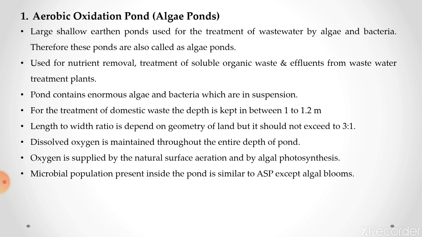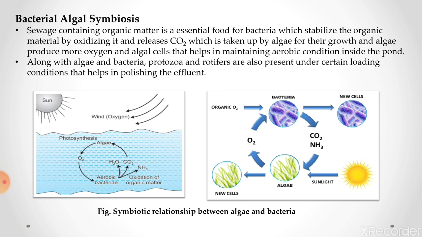Microbial population present inside the pond is similar to the ASP except the algal blooms. So, the same principle which takes place in the activated sludge process, on the same principle the oxidation ponds are operated. Here the only difference is that the algae are also playing a major role as the photosynthesis also occurs in this, and the algal blooms can be observed on the top of the oxidation ponds. Then bacterial algal symbiosis.